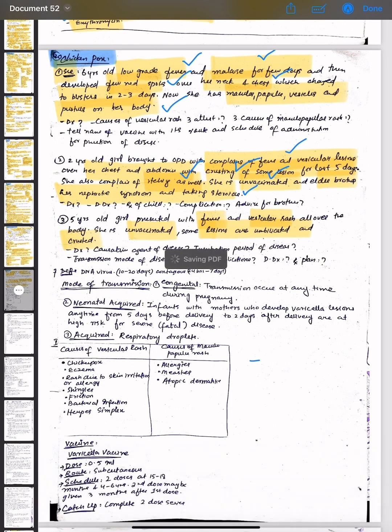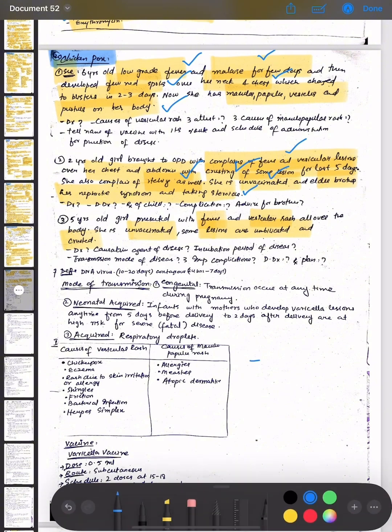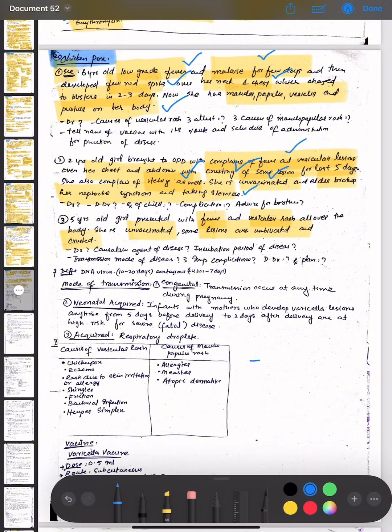So for chickenpox we have the following diagnostic points: there will be macules, papules, and vesicles, all at different stages. Some will be crusting, some will be vesicles, some will be macules, some will be papules. There will be a history of fever and malaise, and itchiness may also be present.